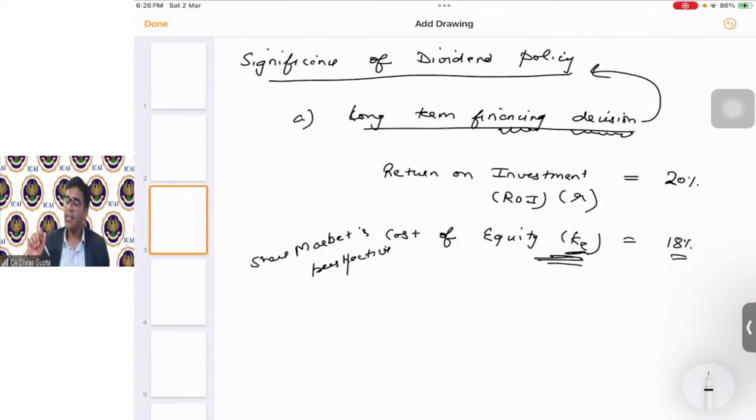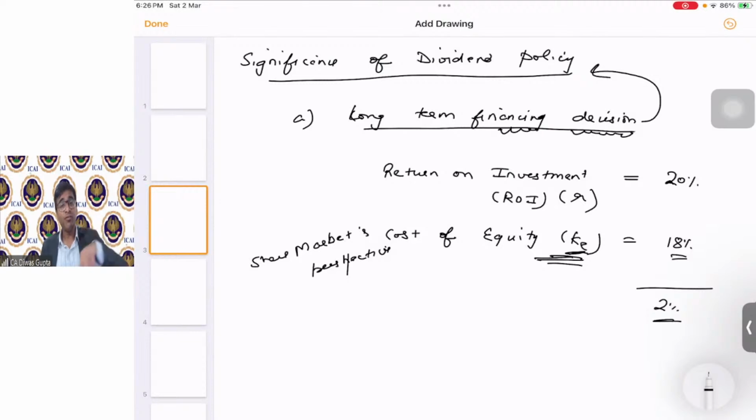Okay. Now, let's take this example. Company is able to give 20% returns. The market is only expecting 18%. So, do you think that company should pay dividend? No. Why? Because company is still earning 2% better.